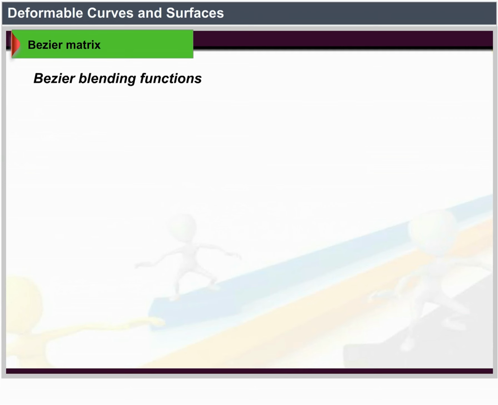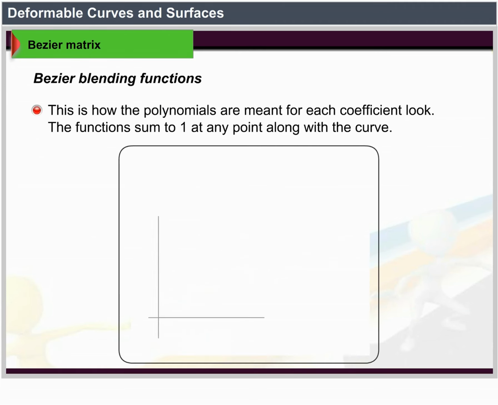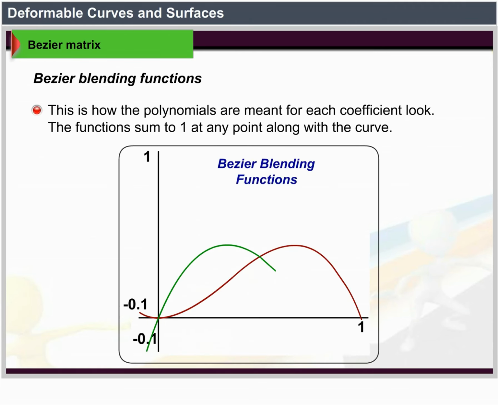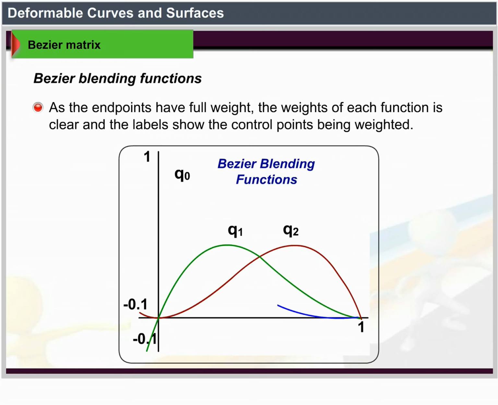Bézier blending functions. This is how the polynomials for each coefficient look. The functions sum to 1 at any point along the curve. At the end points, the end control points have full weight. The weight of each function is clear, and labels show the control points being weighted.